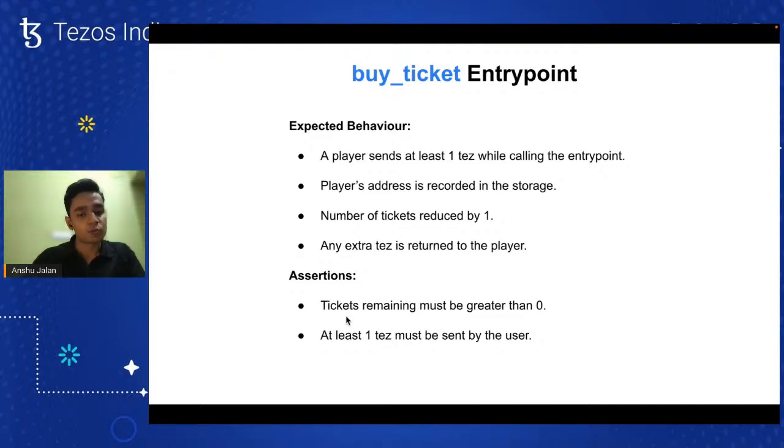So in this case, what would the assertions or the verification checks that we need to do in the entry point? The first one would be that tickets remaining must be greater than 0, right? Only if the tickets remaining is greater than 0 will you be able to buy a ticket. And at least one tez must be sent by the user, because the minimum cost of a ticket is one tez. So if a user sends less than one tez, it's not really valid, right?